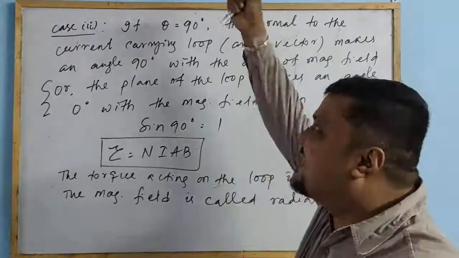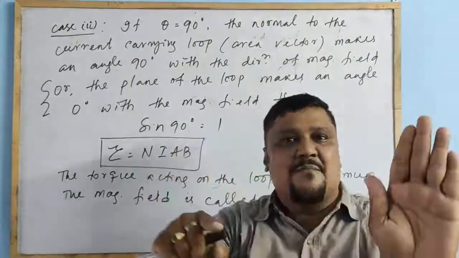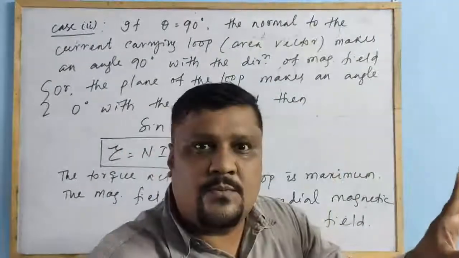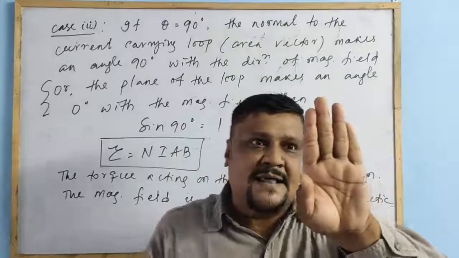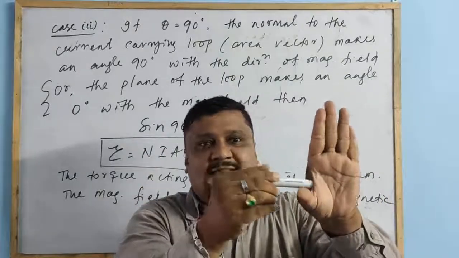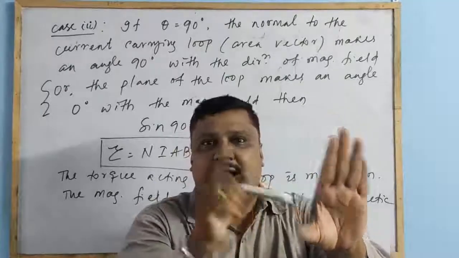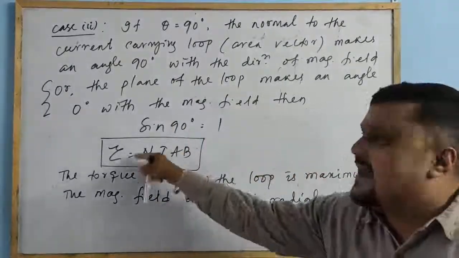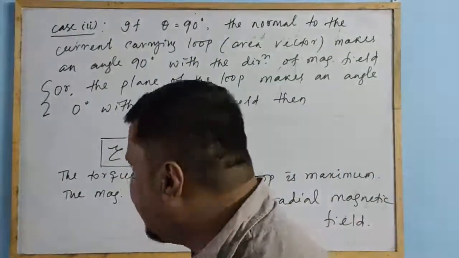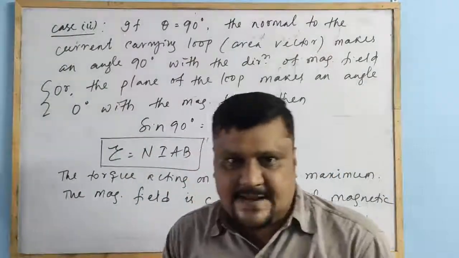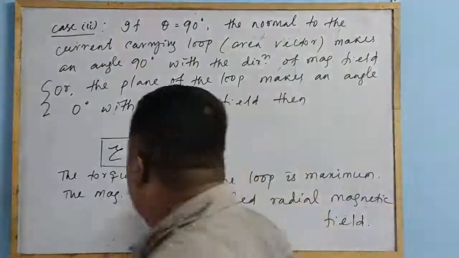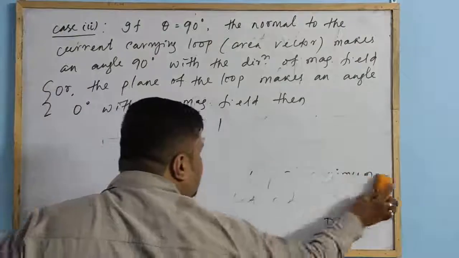Torque is 0 in case 1: if the normal of the loop is along the direction of the magnetic field, the torque is 0. Force is 0, torque is 0. But if the plane of the loop is along the direction of the magnetic field, or the area vector is perpendicular, then the torque is not 0. It is maximum torque. Clear? So this is the combined effect. So when a coil is placed in a magnetic field, the net force on the loop is 0. The torque may or may not be 0.